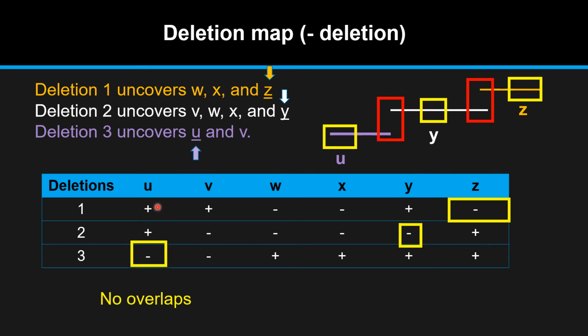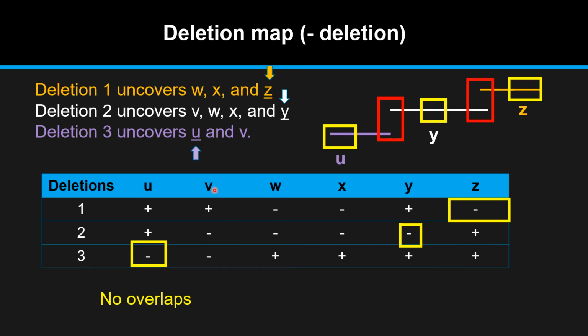So plus and plus in U in deletion 1 and 2 means that it is there, but you cover the deletion with a minus in deletion 3. So it means that that one is unique to that. So here we have the U.